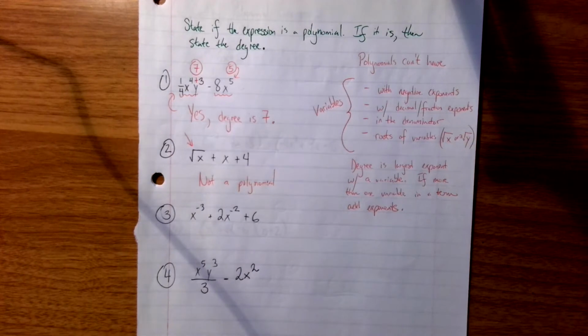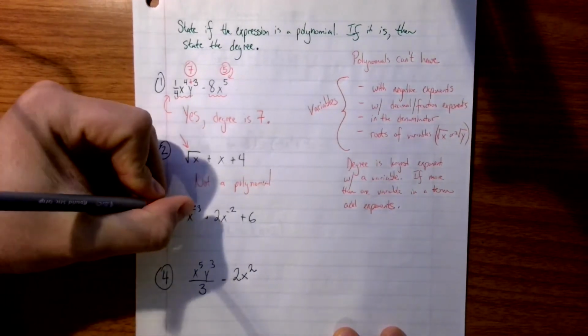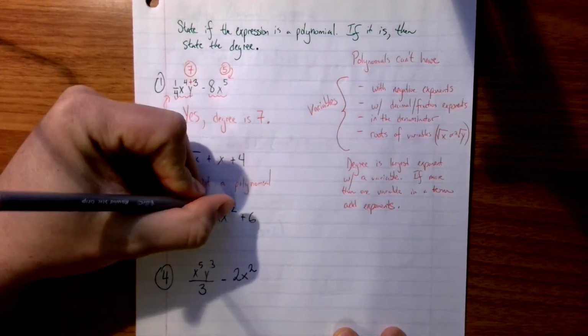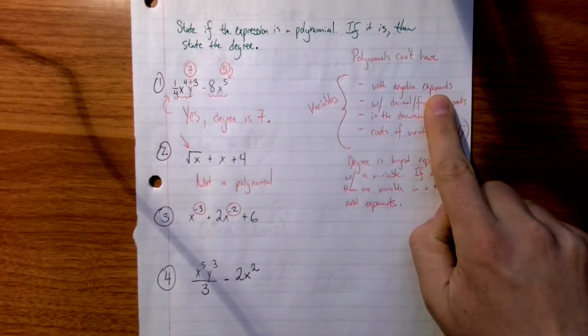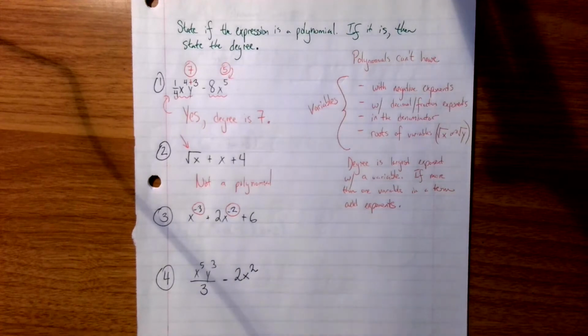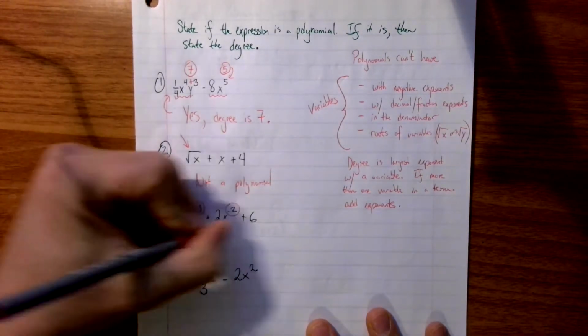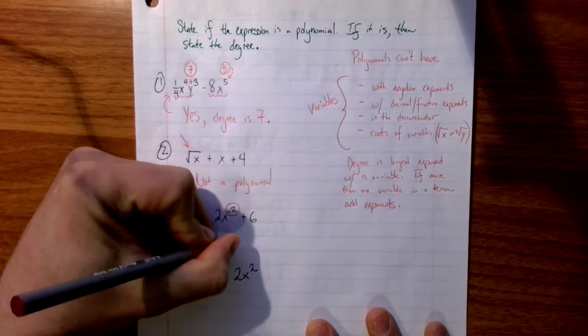Moving on to number 3, we can quickly observe that we do have variables that contain negative exponents, and so that would make the third expression also not a polynomial.